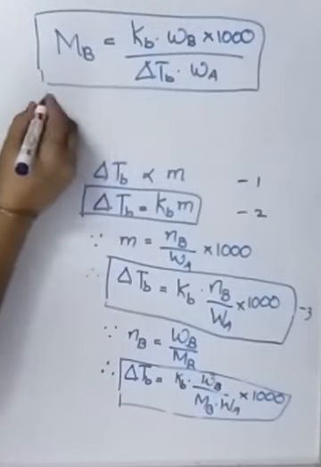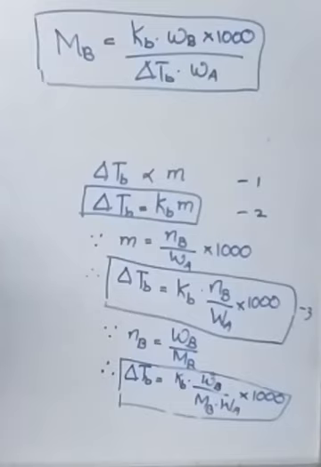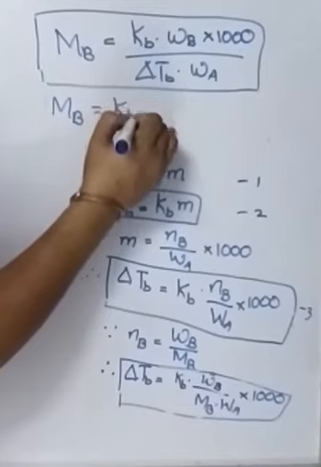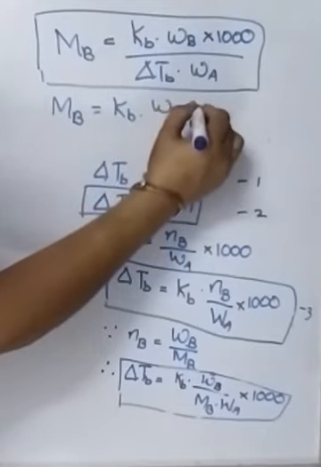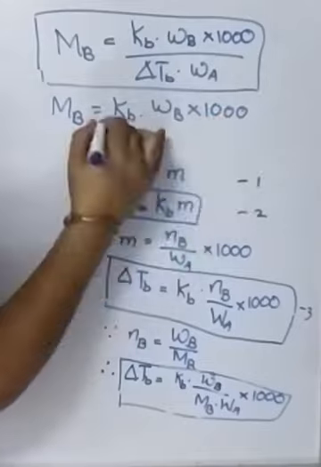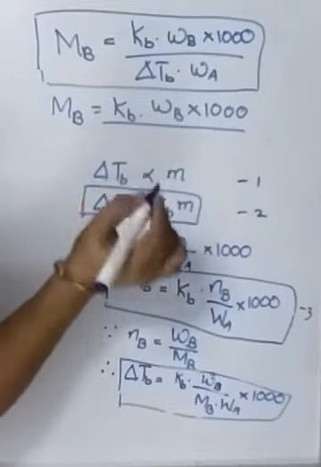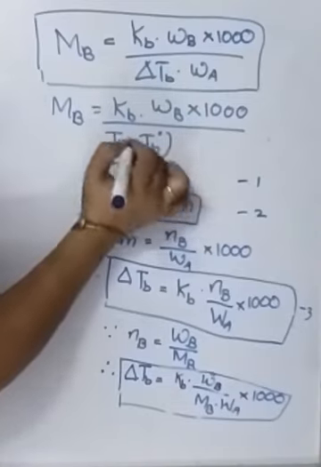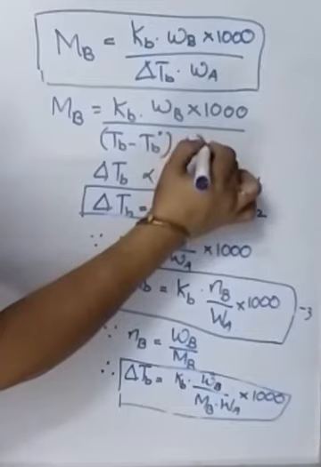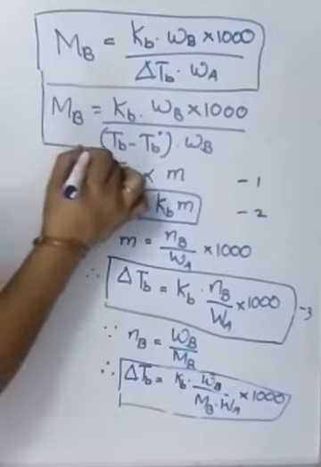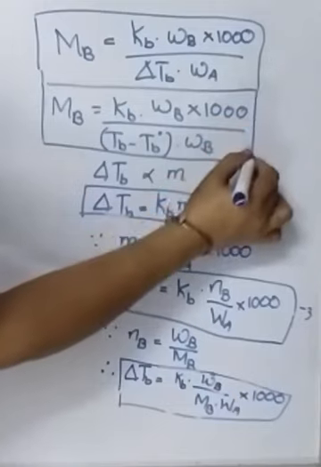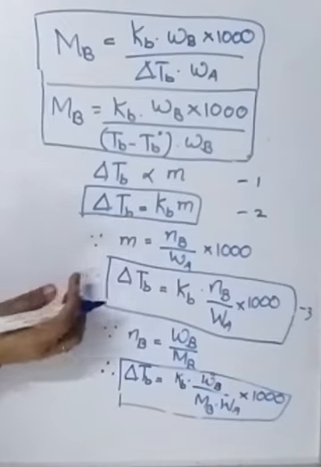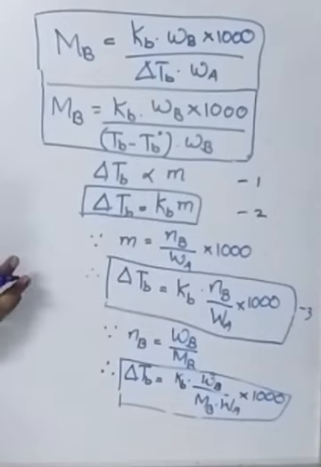Or you can write del Tb equals Tb minus Tb naught. Mb equals Kb Wb into 1000 upon, instead of del Tb, Tb minus Tb naught, into Wa. We can write this also. It's better to go step by step. First find the number of moles, then find the molality, then put the values here. It will be better.